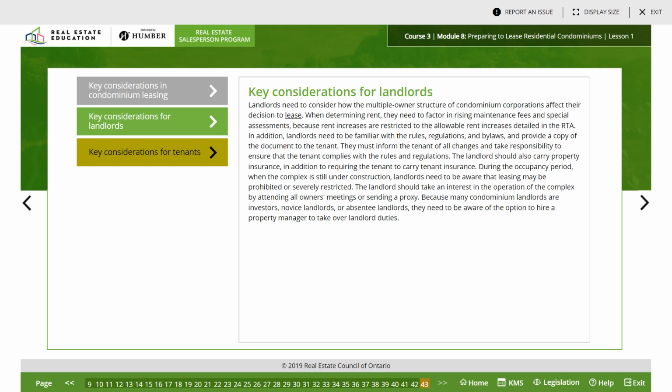During the occupancy period, when the complex is still under construction, the landlord needs to be aware that leasing may be prohibited or severely restricted. The landlord should also take an interest in the operation of the complex by attending all owners' meetings and sending a proxy. Because many condominium landlords are investors, novice landlords, and absentee landlords, they need to be aware of the option to hire a property manager to take over landlord duties.